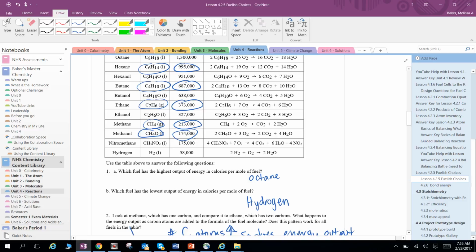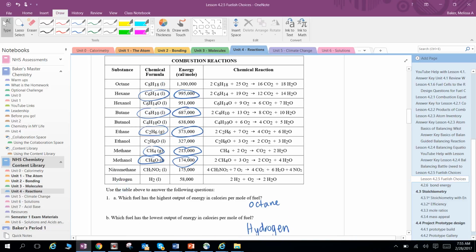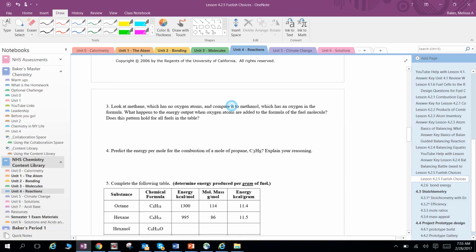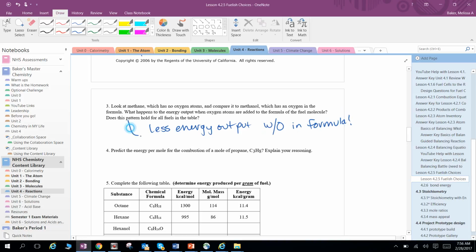It's a little bit lower of an output. Same with ethanol, a little bit lower than ethane. Same with butanol, a little bit lower, and hexanol. So there's less energy output with oxygen in the formula. And yes, this pattern does hold true for all of the fuels in the table.